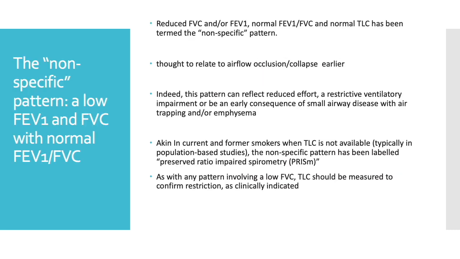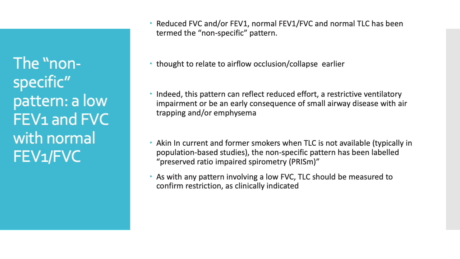Another new terminology is the non-specific pattern. Non-specific pattern means here your FEV1 is low and your FVC is low, but your ratio is normal. So here the reduced FVC or FEV1 with the normal ratio and a normal total lung capacity has been found. Since the total lung capacity has ruled out a restrictive pattern, this becomes a non-specific pattern.